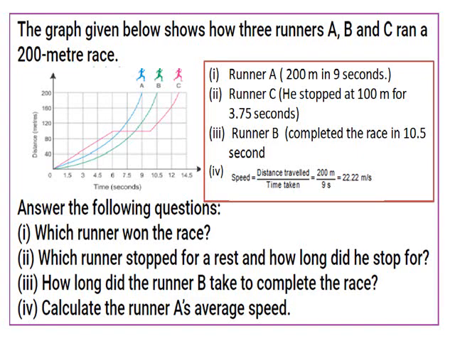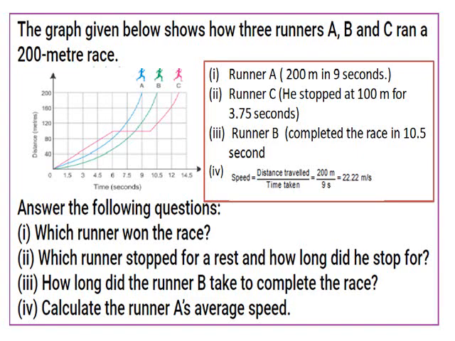So who has completed the race in less time? It is runner A. He has completed in 9 seconds. Therefore, runner A is the winner of the race. That means he has covered 200 meters in 9 seconds.